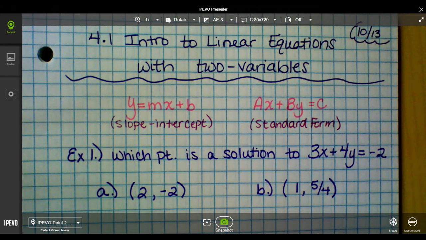So I kind of have this already set up for you guys, so you can just pause it and write down at least the first example so I don't have to take the time to write it.